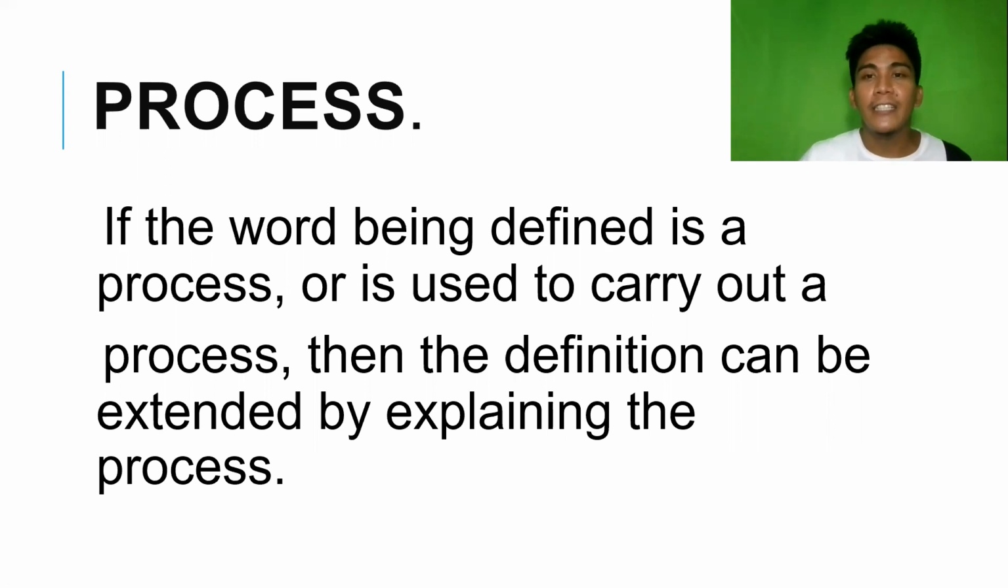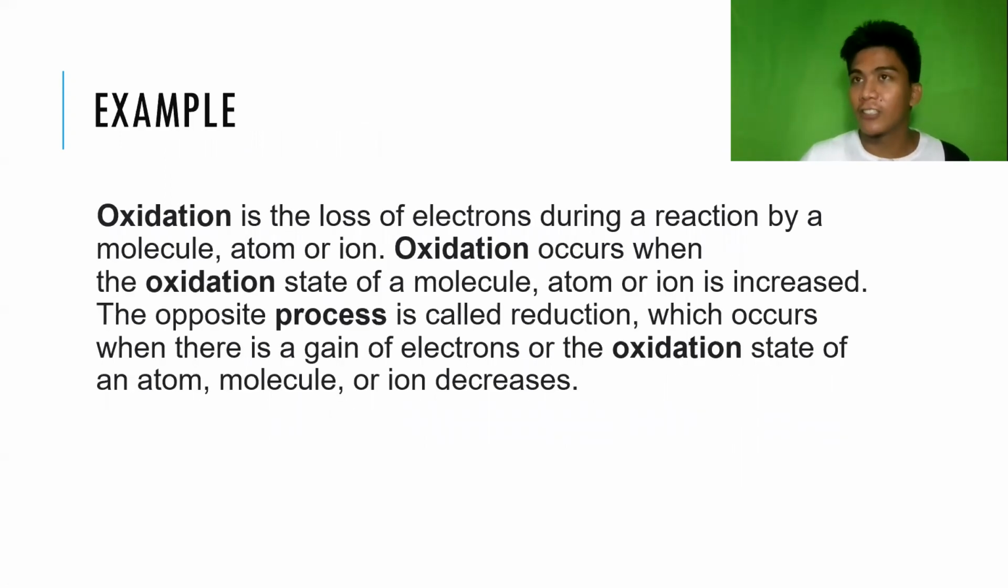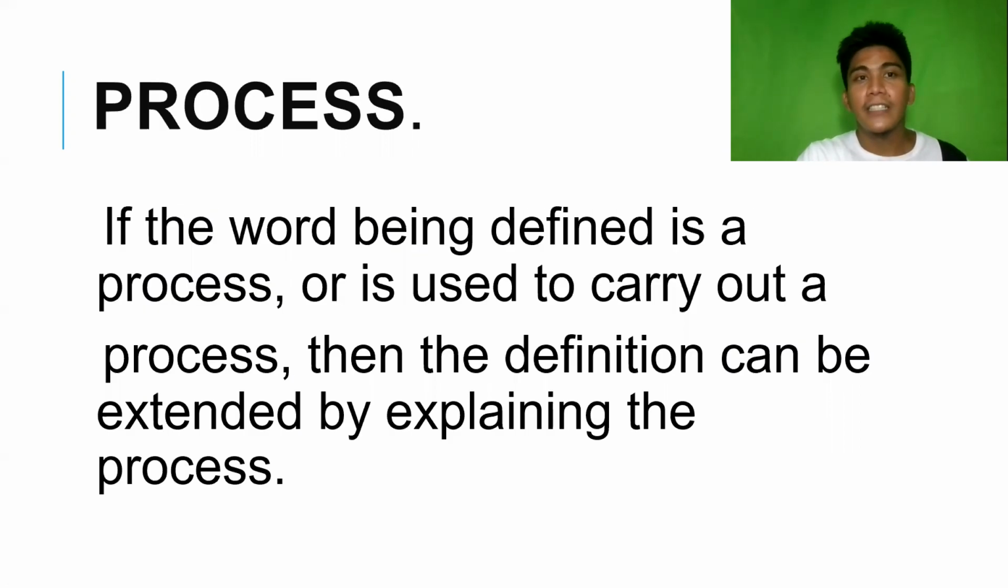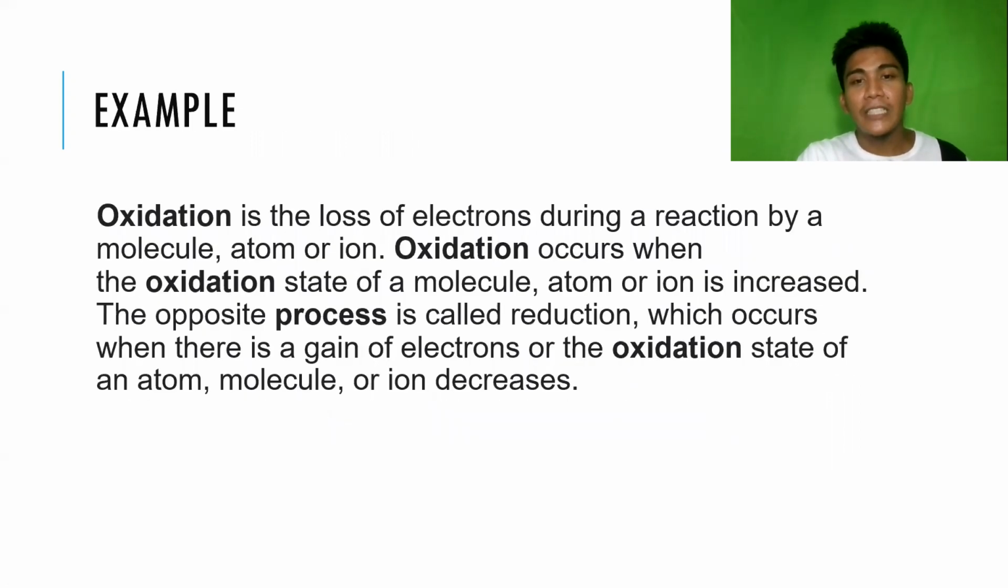Process: if the word being defined is a process or is used to carry out a process, then the definition can be extended by explaining the process. For example, oxidation in science. Oxidation is the loss of electrons during a reaction by a molecule, atom, or ion. Oxidation occurs when the oxidation state of a molecule, atom, or ion is increased. The opposite process is called reduction, which occurs when there is a gain of electrons or the oxidation state of an atom, molecule, or ion decreases. So here it is explained the process of oxidation.